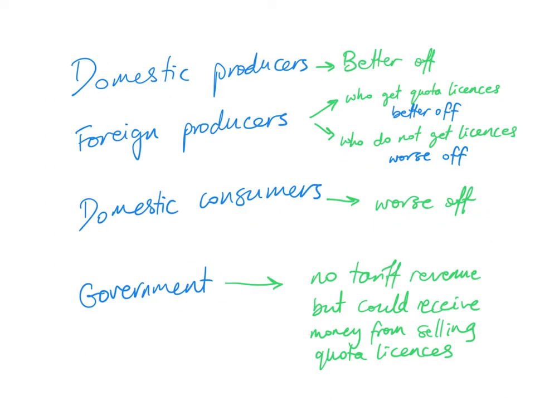So, to wrap up, the domestic producers are better off because they are now selling more at a higher price. Foreign producers, those who get quota licenses, are better off, but those who don't secure a license are worse off. They can't sell in this market. Domestic consumers are worse off.